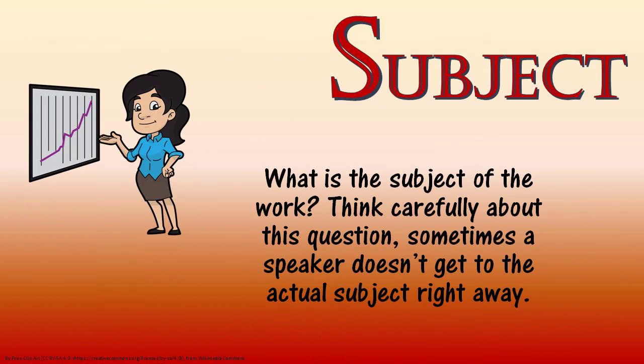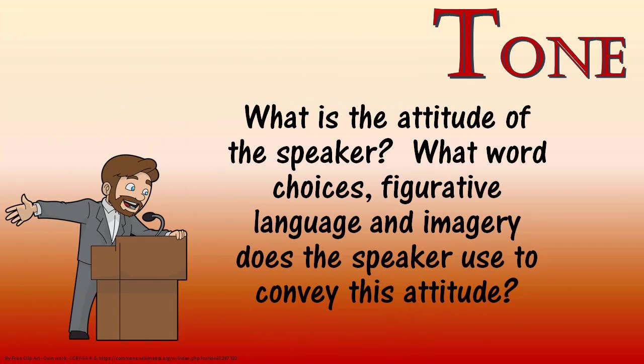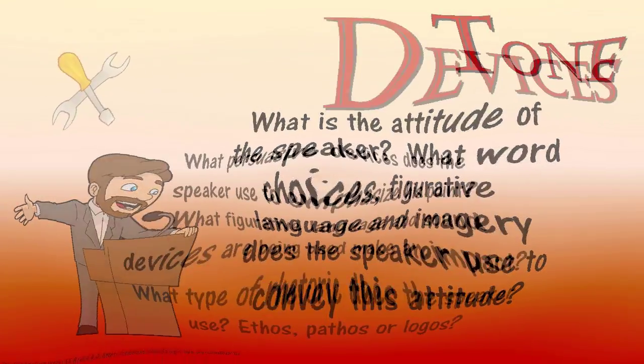Our next letter is another letter S, but this time for subject. What is the speech about? Seems obvious enough, but just like with the purpose, the subject can be buried a little at first. Next we have the letter T. T is for tone. We can figure out tone from the choices the speaker makes about what words, figurative language, and imagery to use. Tone is often exaggerated in persuasive speech, especially when the speaker is trying to get the audience to feel certain emotions.